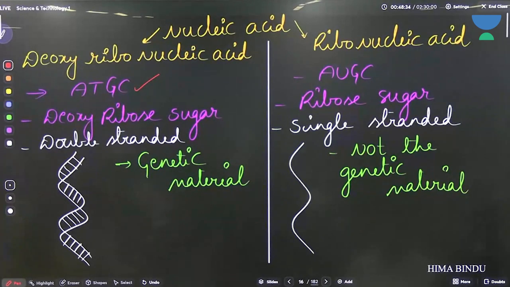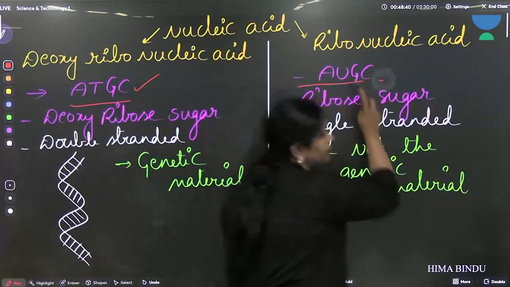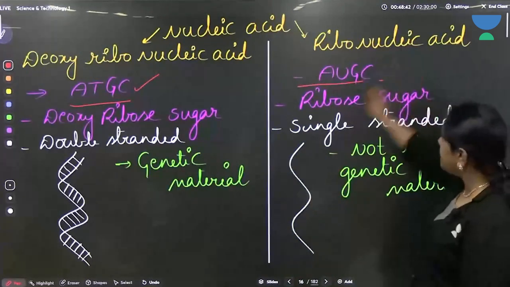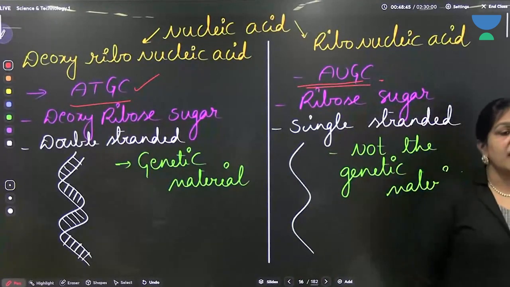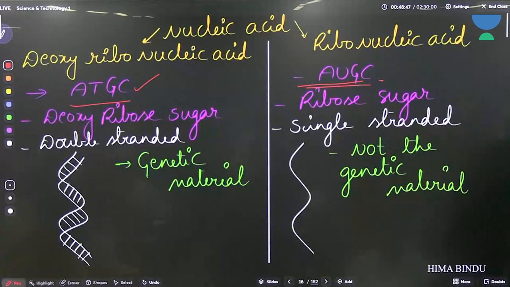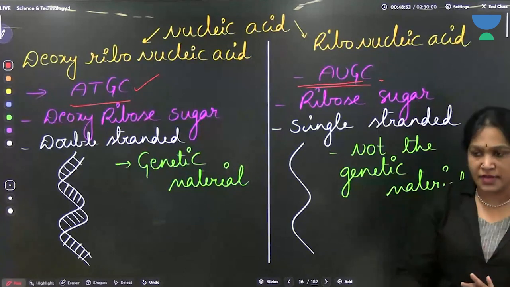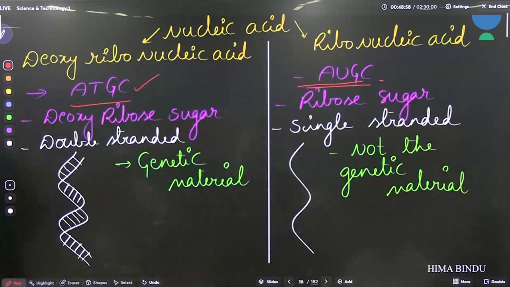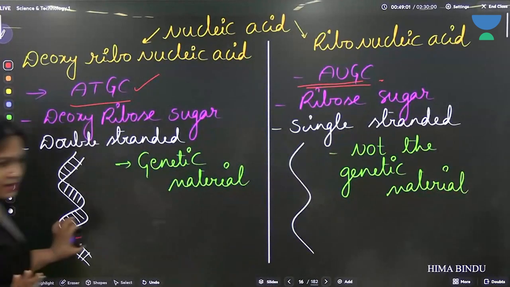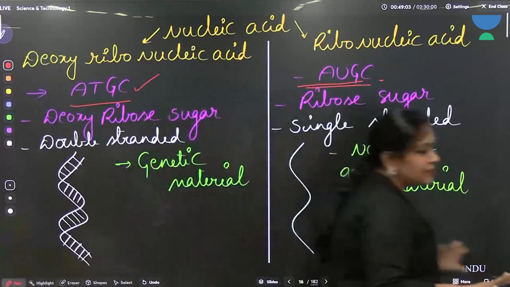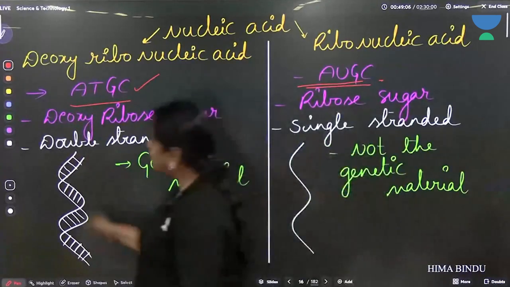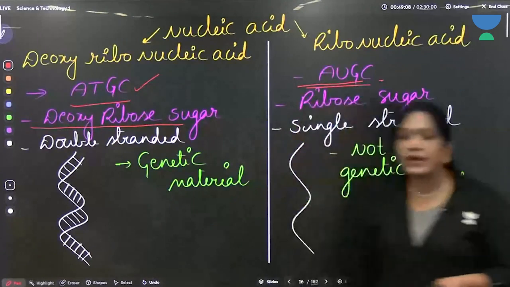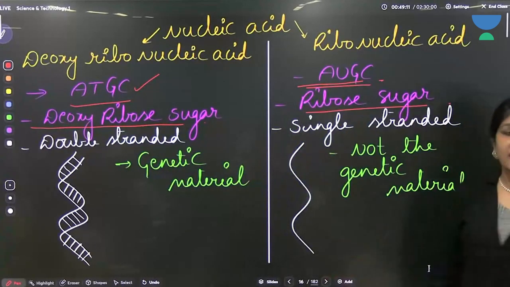Only ATGC. And what are the nucleotides you will observe in the RNA? AUGC. Okay, which nucleotide is missing in RNA? Thymine. So in place of thymine, uracil. Is it clear? Okay. So DNA is made up of ATGC, RNA is made up of AUGC. There is no thymine in the RNA, there is no uracil in the DNA. Okay. The second difference you know already. What is the sugar in DNA? Deoxyribose. What is the sugar in RNA? Ribose.